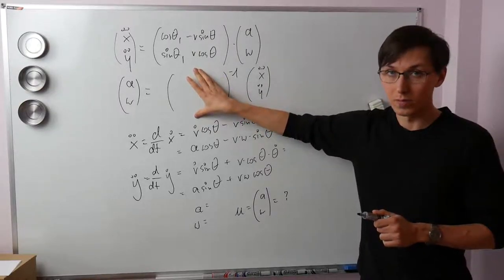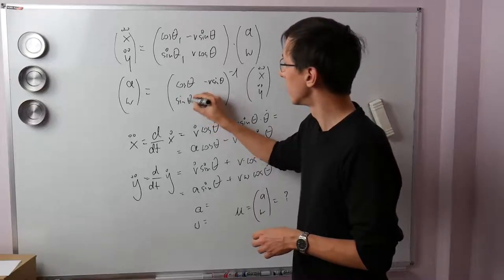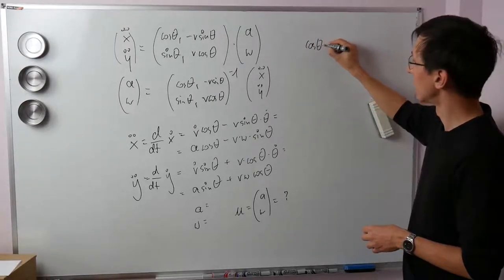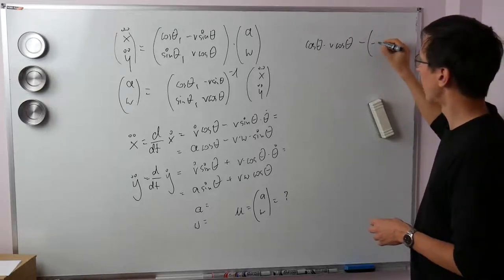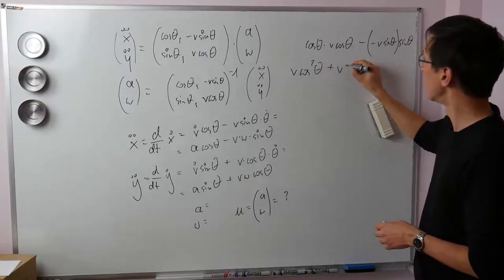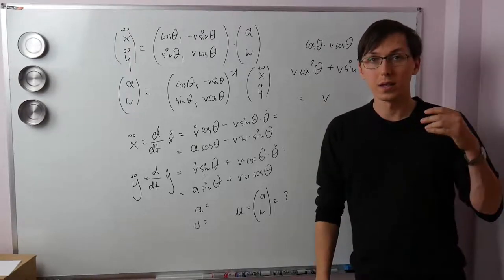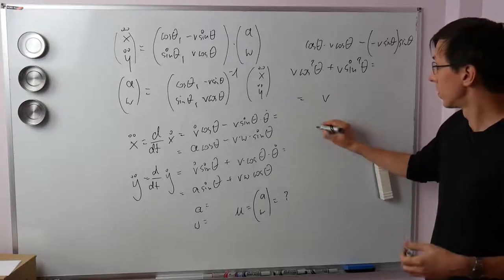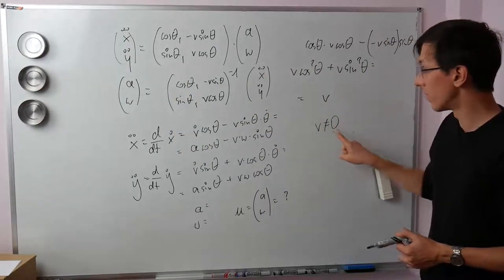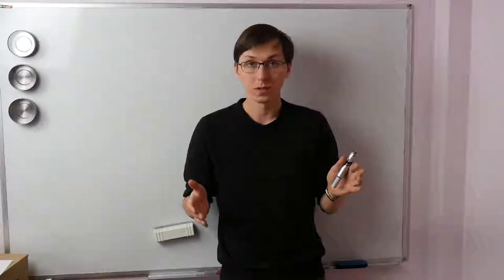This must be invertible. This means if I've got here cosinus, minus V sinus, sinus, V cosinus, the determinant is cosinus times V cosinus minus minus V sinus sinus. V cosinus square plus V sinus square, V. The determinant cannot be zero. That means this cannot be zero. So I can calculate the inputs. I can do everything I want here, as long as the velocity is not zero. Okay, so the velocity cannot be zero.